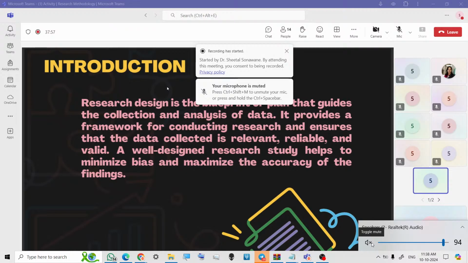Research design is like the backbone of any study. It ensures that we approach our data collection and analysis in a way that minimizes bias and maximizes accuracy. It's the structure that allows us to conduct meaningful and trustworthy research.